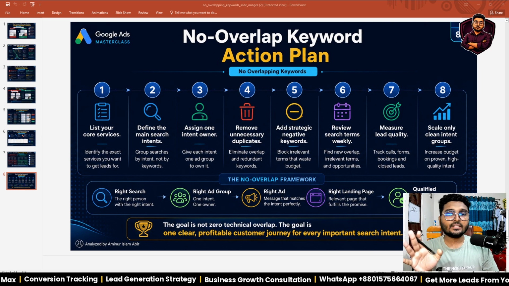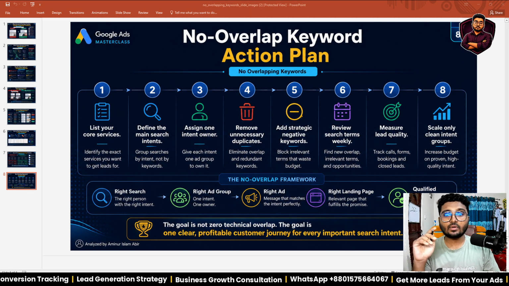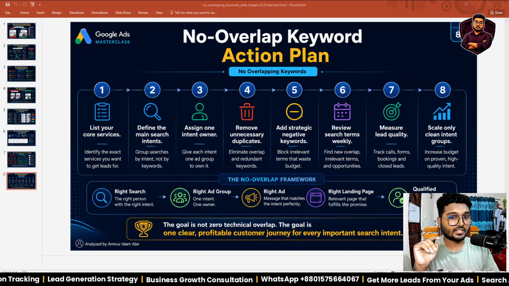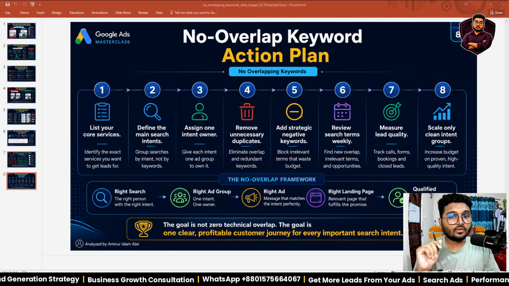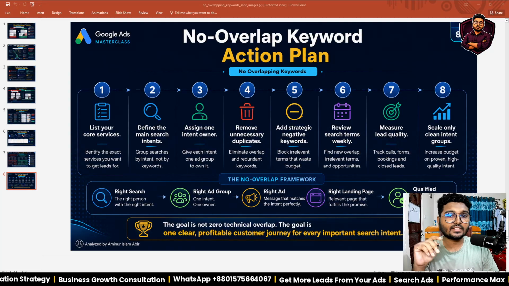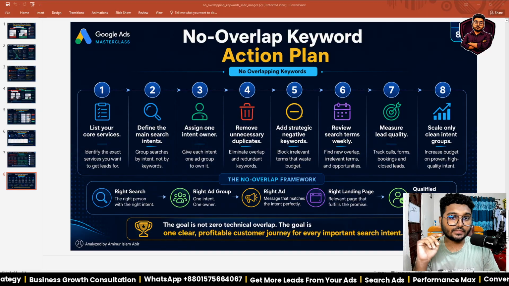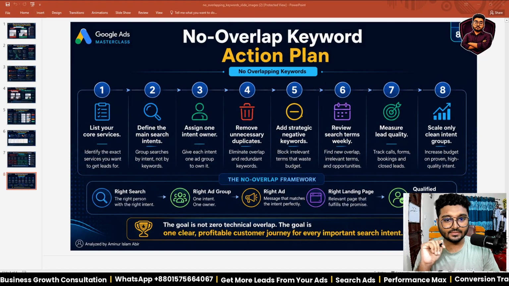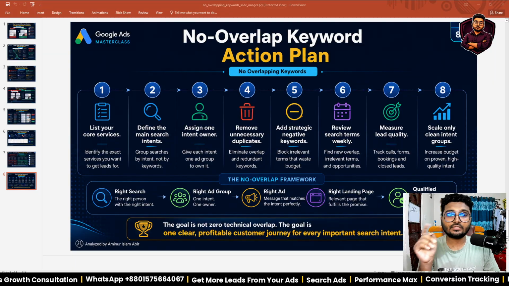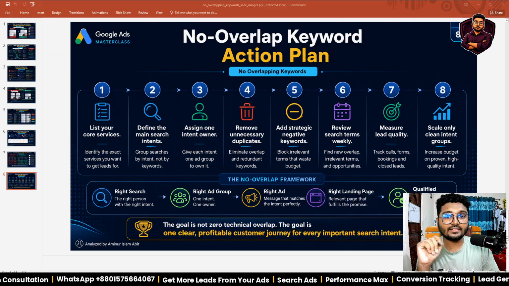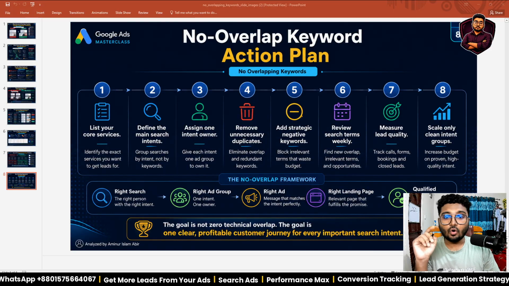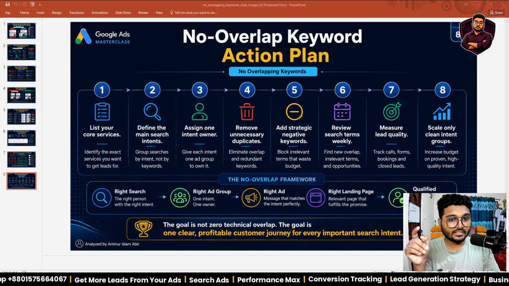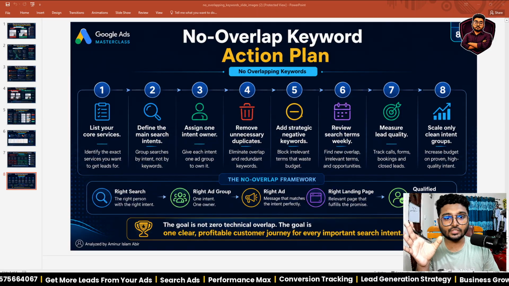So let's summarize the most important lesson. Several keywords can sometimes match the same search without creating an internal bidding war. But overlap becomes a problem when the search can be routed through different customer experiences. A high-intent customer should see the right advertisement, reach the right landing page, receive the right offer, and take the right action. Organize your account around customer intent, not every small keyword variation.